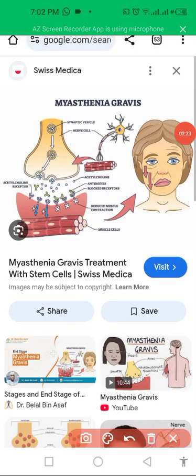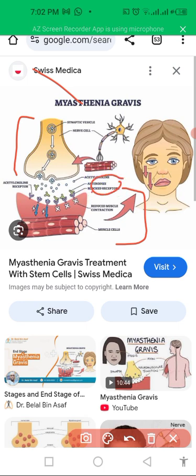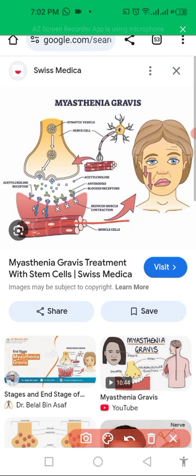Okay, so as you can see in this image, there is a preganglionic fiber and a postganglionic fiber. In myasthenia gravis, what happens? There is blockage of receptors present in the postganglionic fibers. Acetylcholine receptors are blocked, by autoimmune or other causes, resulting in myasthenia gravis with muscle weakness and ptosis. If there is any problem involving the preganglionic fiber, that condition is known as Lambert-Eaton syndrome.